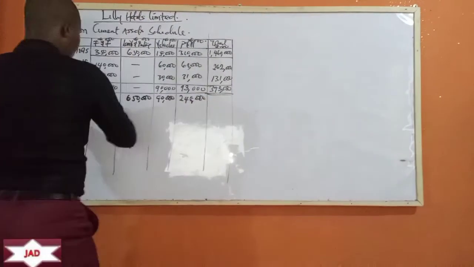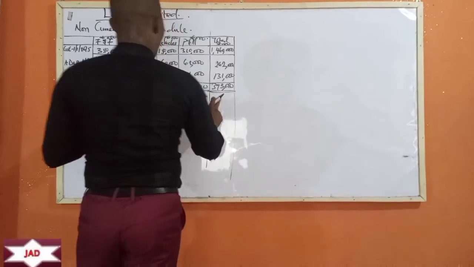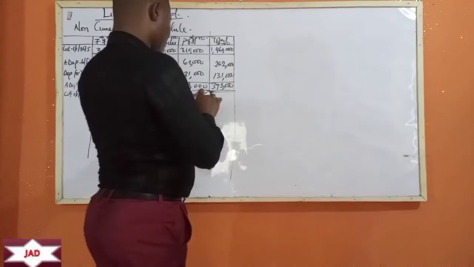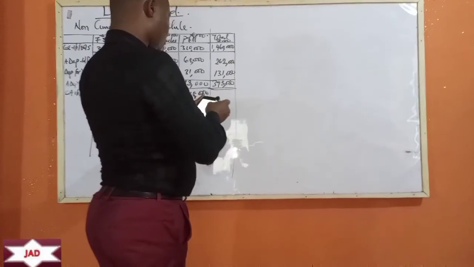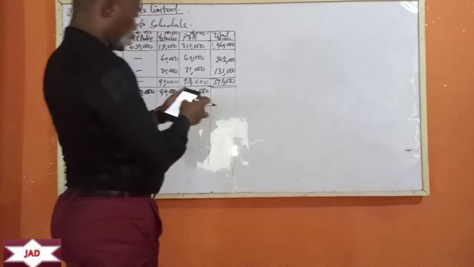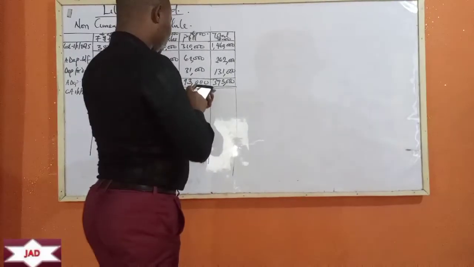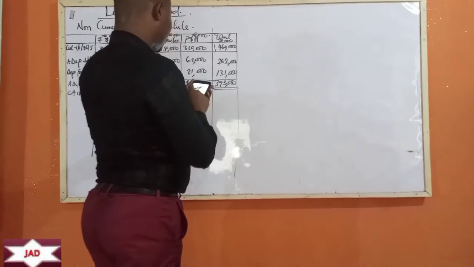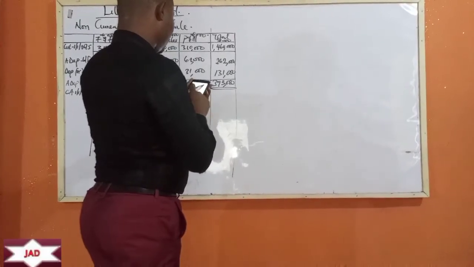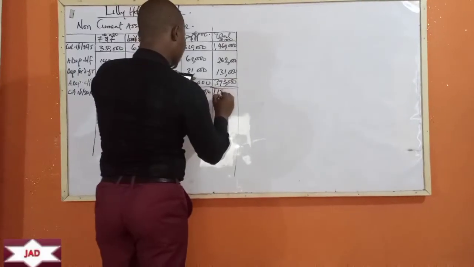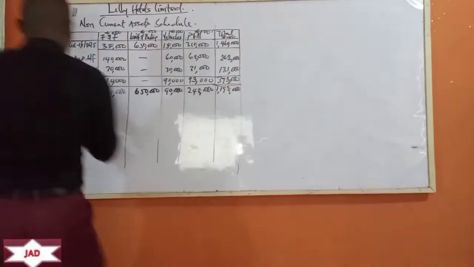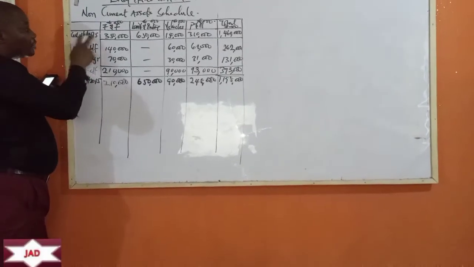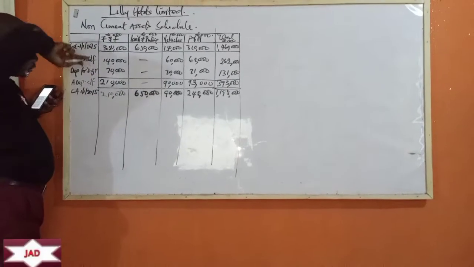So if you add all these together, or you can simply say this minus this. 1,460,000 minus 262,000. So that I have 1,198,000. So this is the carrying amount as at 1st January 2015. That's the cost as at 1st January 2015 minus depreciation brought forward.